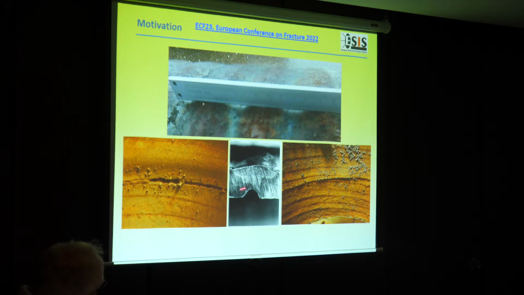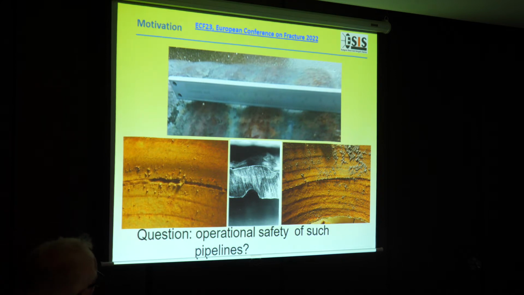Here it is possible to see better. This is the axis of faces of two parts of pipe. Also it is a problem, a geometrical problem. The question: how to assess the operational safety of such kind of pipelines?